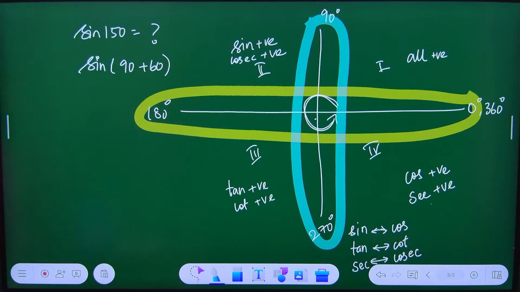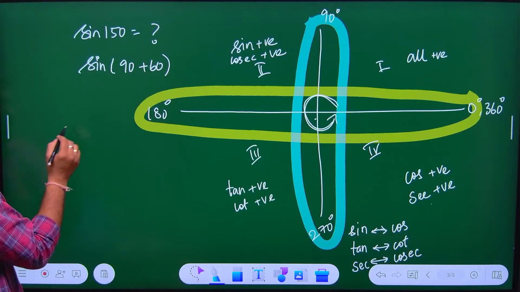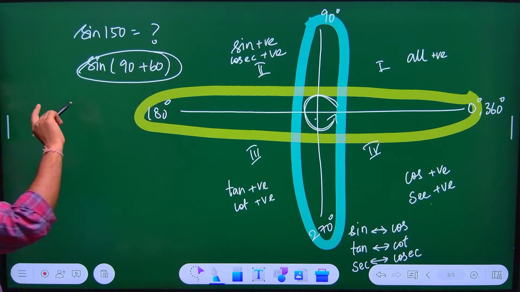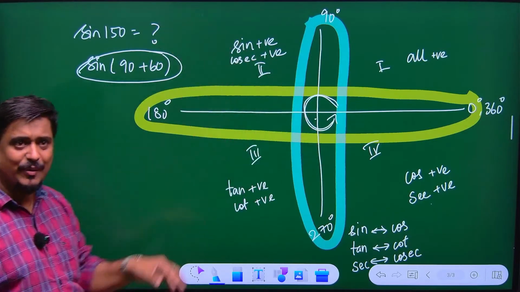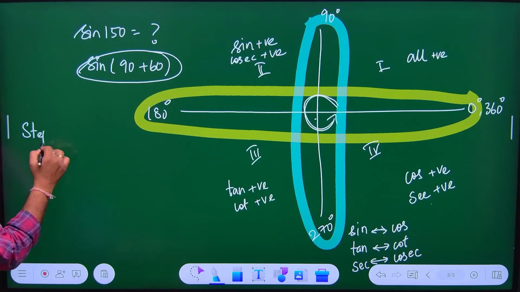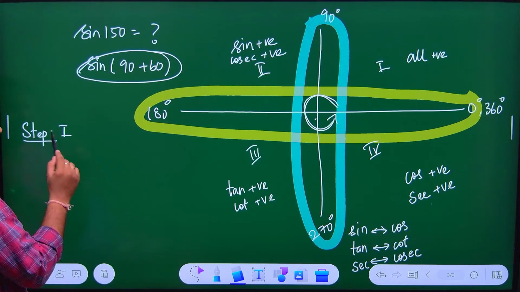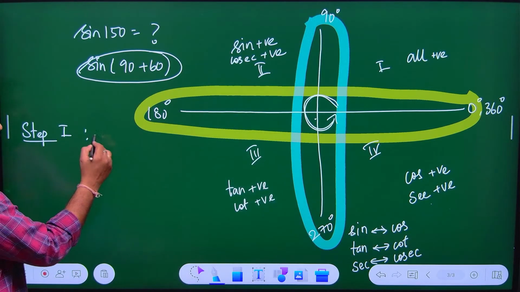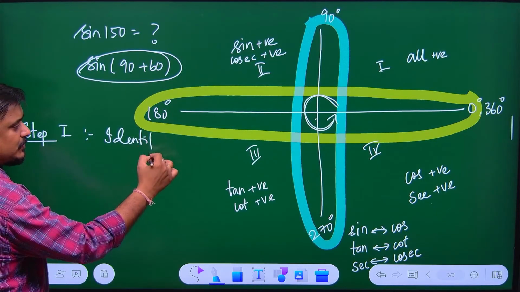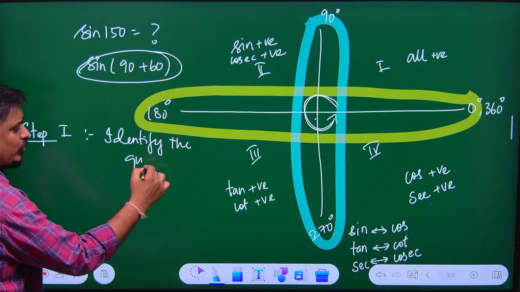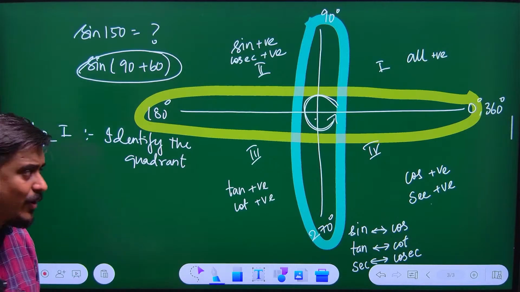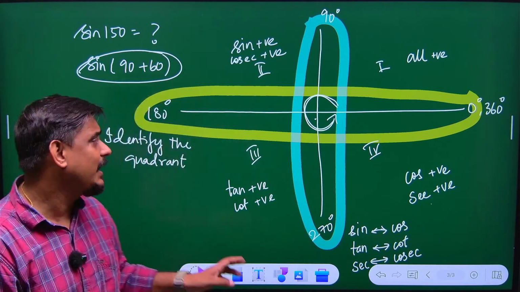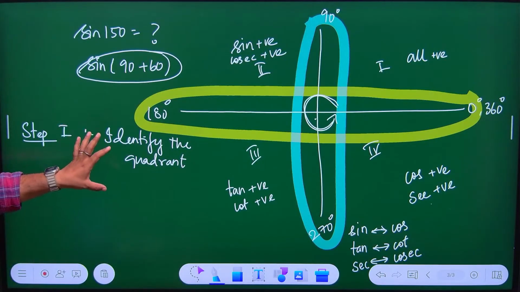Okay. Step number 1. 150 will lie in which quadrant? Second quadrant. Am I right? So I am writing the steps here. Please pay attention. These steps are important. Step 1 says identify the quadrant. So whether the angle is lying in the first quadrant, second quadrant, third quadrant or fourth quadrant, that is step number 1. Identify the quadrant.